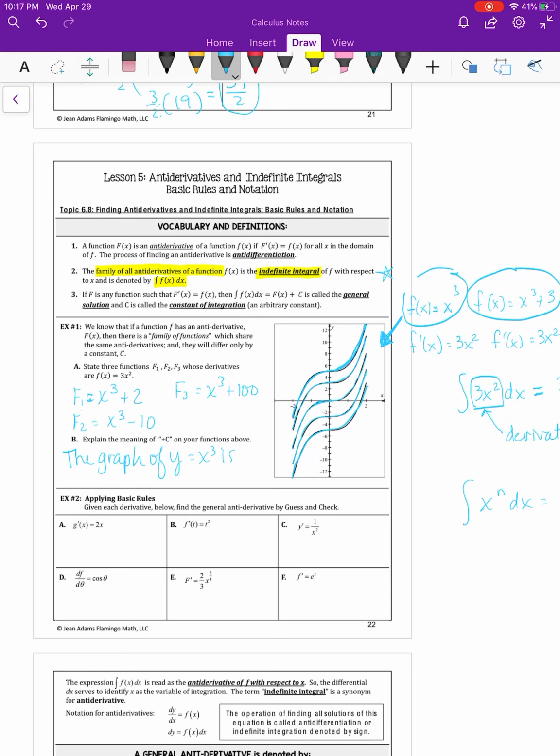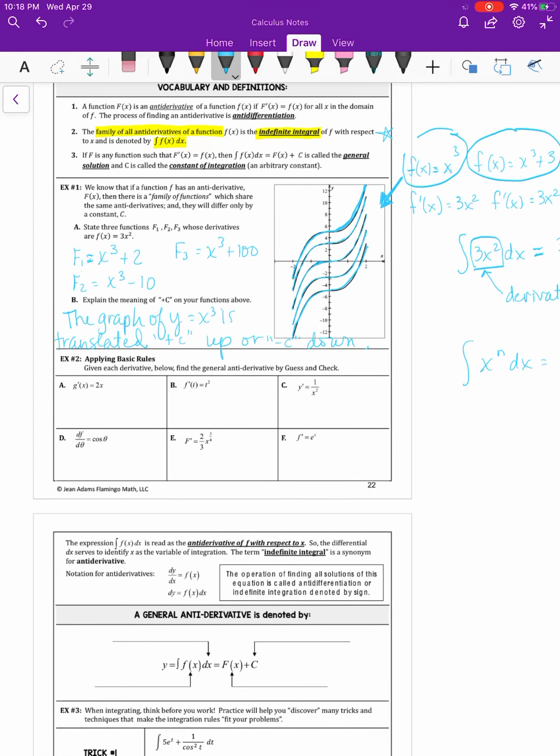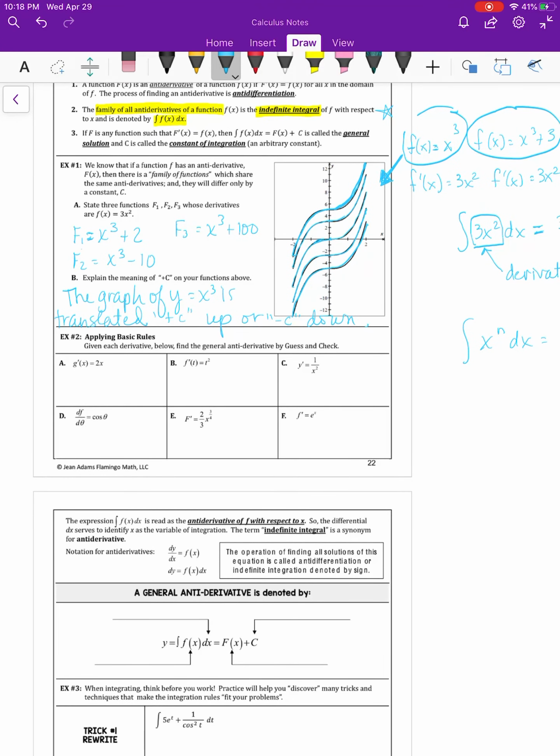So I'm going to say the graph of y equals x cubed is translated, and I'm going to put the plus c up or minus c down. We don't know what that plus c is. It could be positive 100, could be negative 10, could be 1/3, right? Up 1/3. It doesn't have to be an integer. It could be a fraction. It could be a square root. It could be anything. Some constant, though. It has to be a real number.